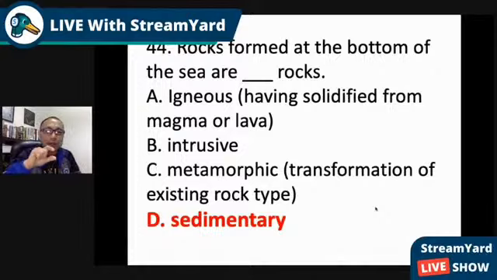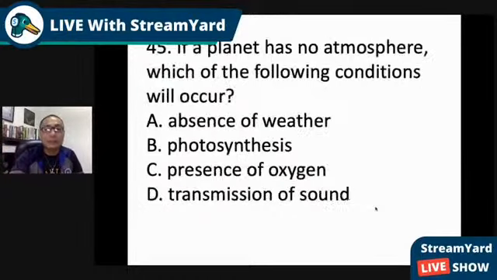Again, let us review. Igneous rocks are rocks solidified from magma or lava due to extreme heat. Metamorphic rocks are rocks transformed from an existing rock type, and it's also formed due to extreme heat and pressure. Sedimentary rocks are rocks formed at the bottom of the sea, among other places, because of gravity and chemical reaction.